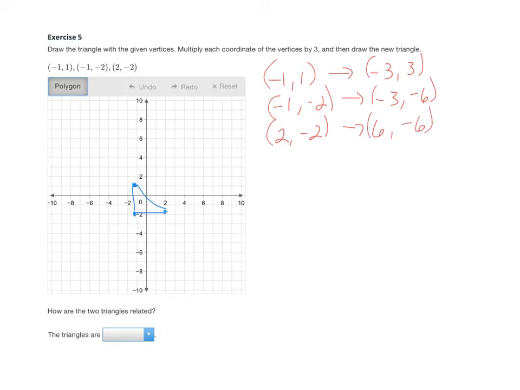Alright, let me plot those new points. I've got -3, +3. I've got -3, -6. And I have +6, -6. So from the blue to the red, we have an enlargement. How are the two triangles related? They're similar.